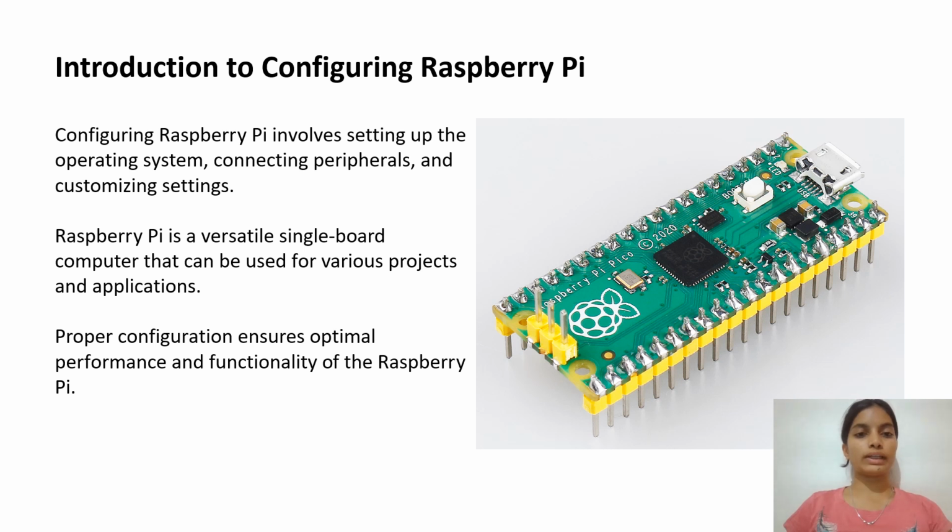Introduction. Configuring Raspberry Pi involves setting up the operating system, connecting peripherals and customizing settings. Raspberry Pi is a versatile single board computer that can be used for various projects and applications. Proper configuration ensures optimal performance and functionality of the Raspberry Pi.